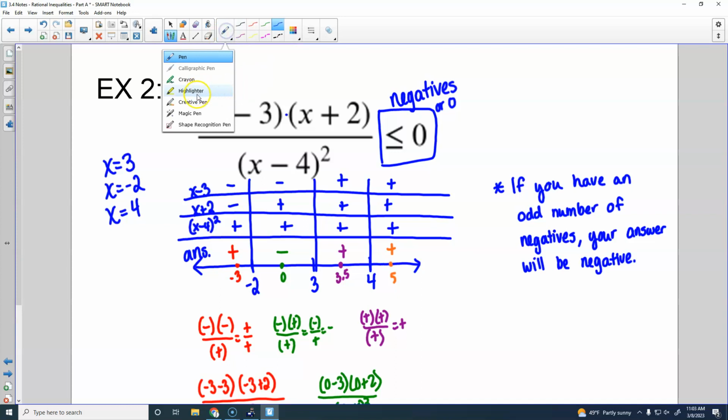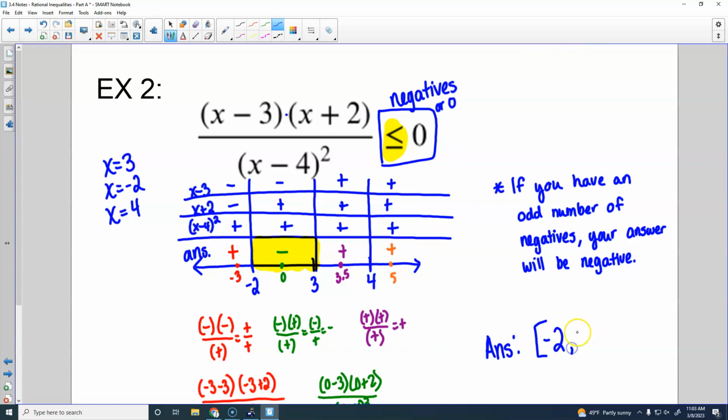Negatives, right? So we're looking at this section. Now, because we have an or equal to this time, we want to use brackets if we can. All right, so my answer would be negative 2 to 3 with brackets because it can equal 0.